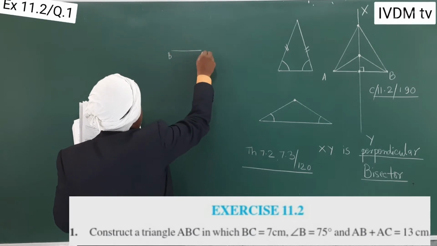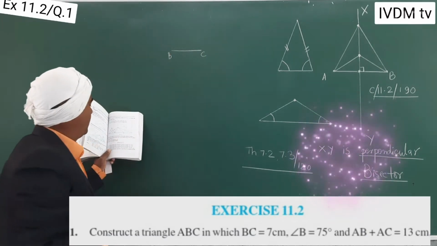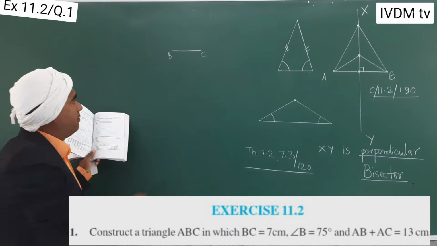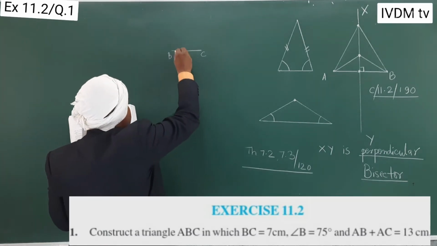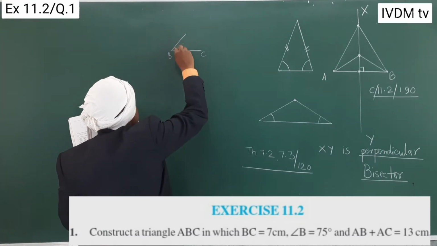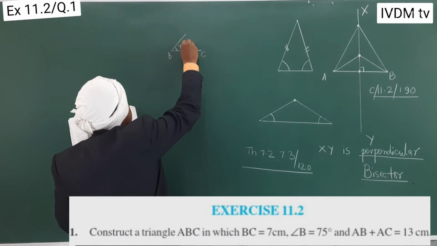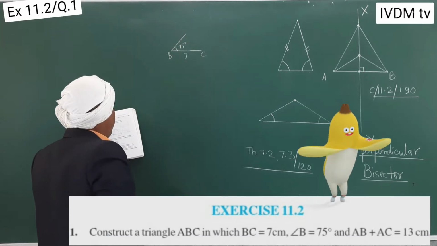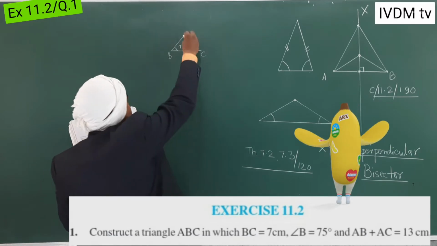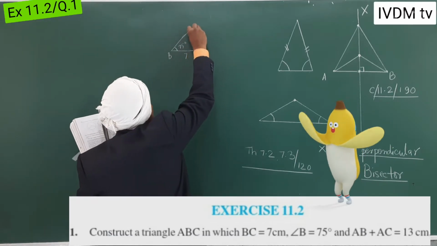BC, this is the base. BC is equal to 7 centimeter. Angle B, this is angle B. It is 75 degree. And then AB plus AC. A is the point.